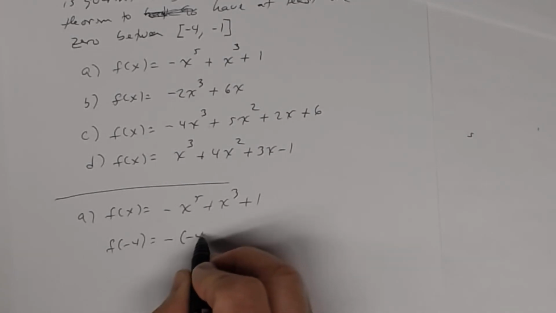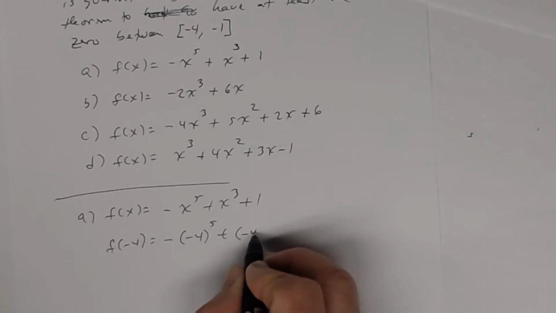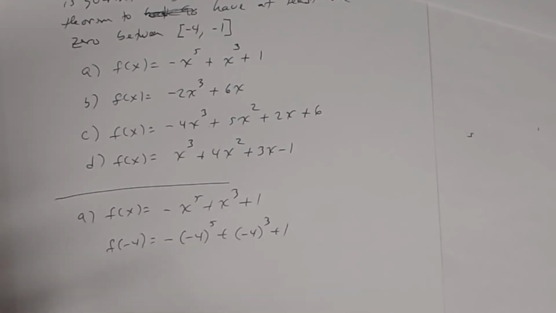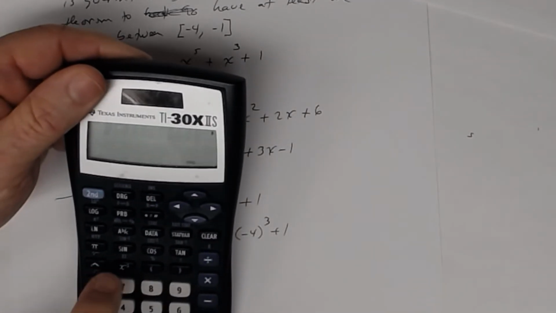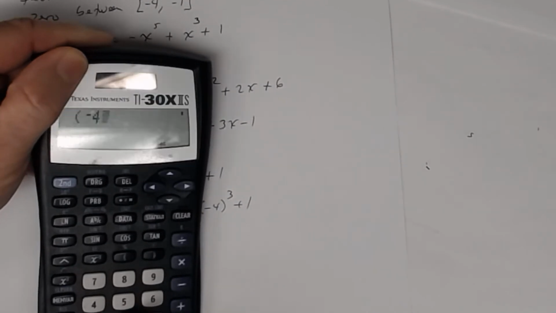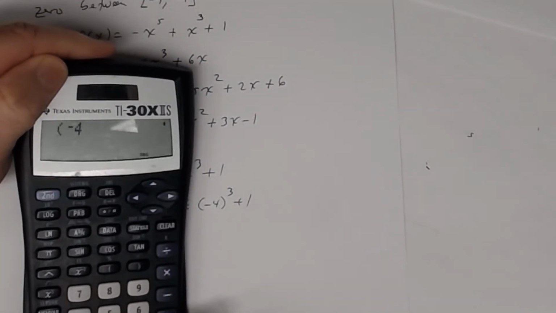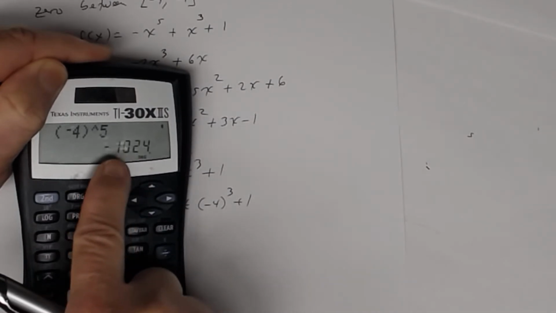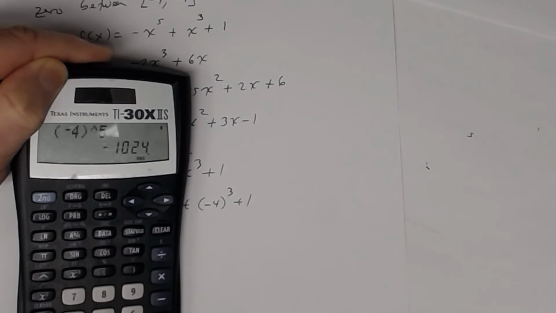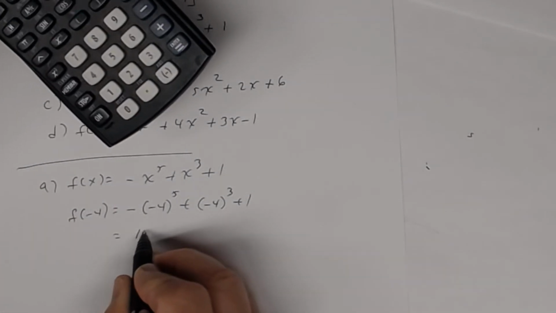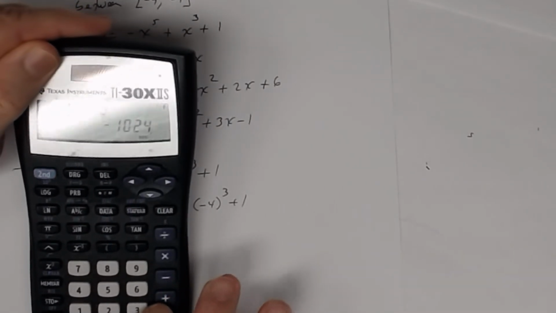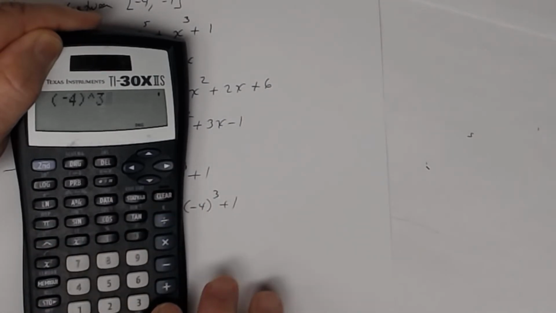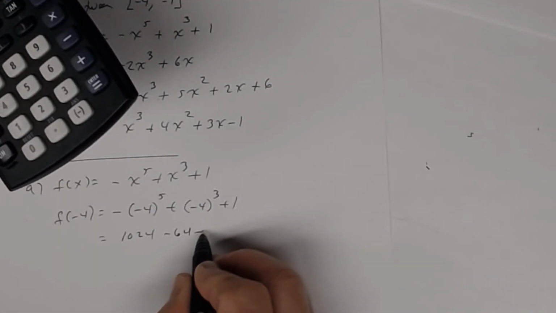So I get the opposite of a -4 to the 5th plus a -4 cubed plus 1. Using a calculator, parentheses negative 4 closed, raised to the 5th, and remember we're taking the opposite of that, so it's going to be a positive 1024. Negative 4 cubed will be a negative 64, and then plus 1.